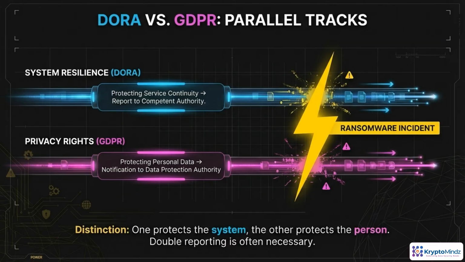DORA and GDPR often light up at the same time, but they focus on different dimensions of the incident. DORA is about system resilience. Can your critical services keep running or be safely restored? Supervisors look at continuity, stability, and the impact on financial services. GDPR is about individuals. Were people's personal data accessed, lost, or corrupted? Data protection authorities focus on rights, freedoms, and potential harm to customers. In a ransomware attack, you often owe both reports. One event, two regimes, with distinct questions, timelines, and stakeholders.